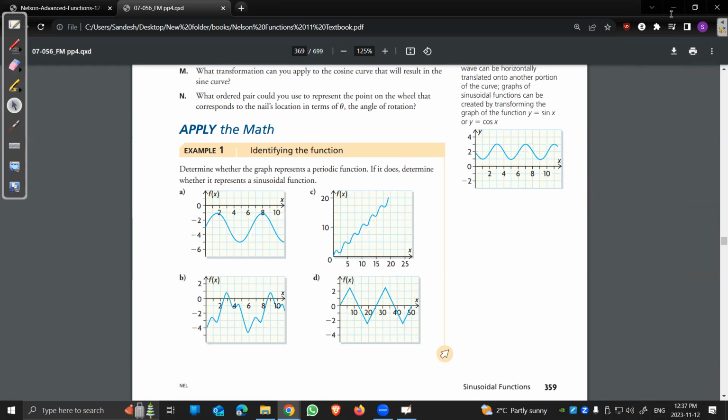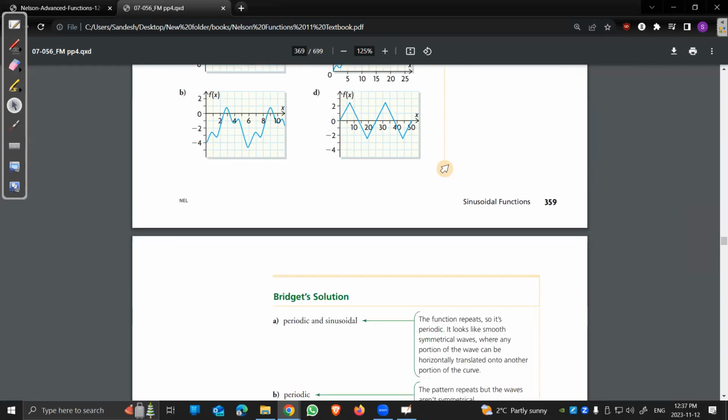B and D are periodic, but they are not sinusoidal. Sinusoidal has to be like nice curves. You don't have this up and down pattern, or pointy ends.